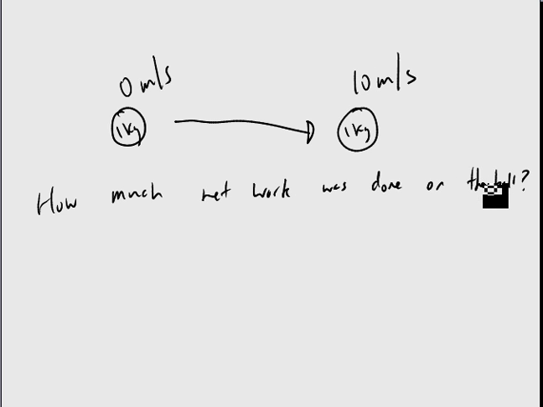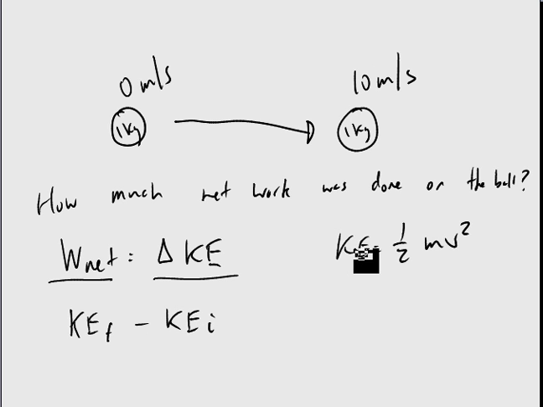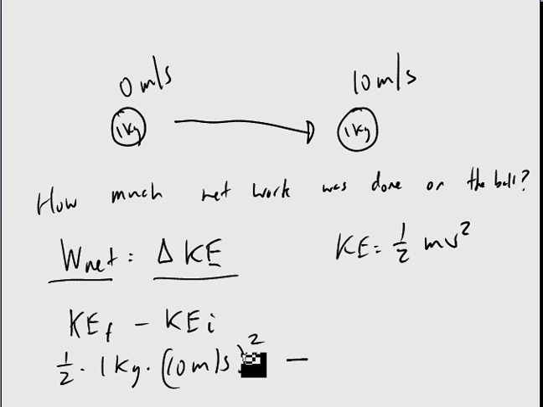And again, all we're going to do is think about this in terms of the work energy theorem, which is that the net work is equal to the change in kinetic energy. And I'm asking you for the work side, so that means we have to calculate the kinetic energy side. The change in kinetic energy, remember, is the final kinetic energy minus the initial kinetic energy. And if kinetic energy is equal to 1/2 mv squared, the final kinetic energy is going to be 1/2 times 1 kilogram times 10 meters per second squared, and the initial kinetic energy will be 1/2 times 1 kilogram times 0 meters per second squared.